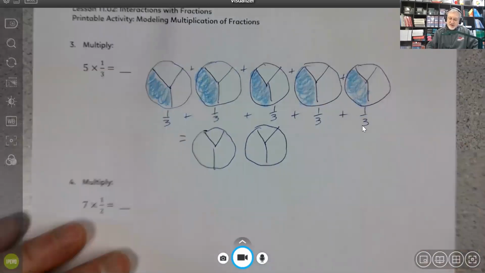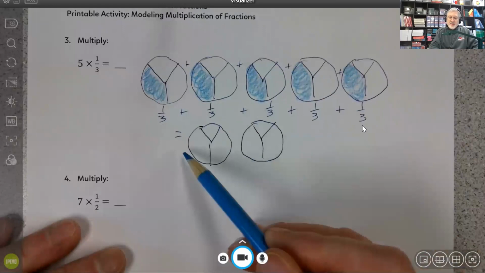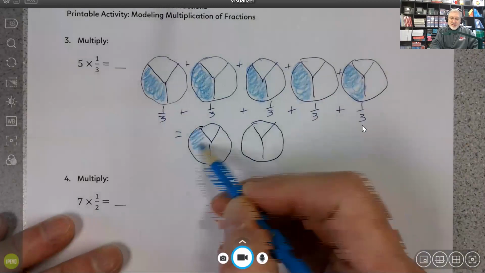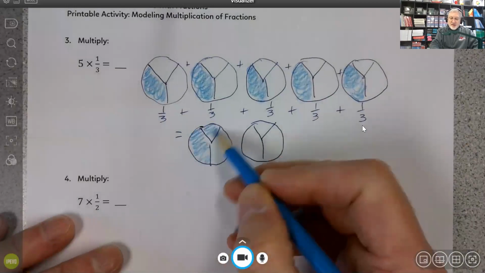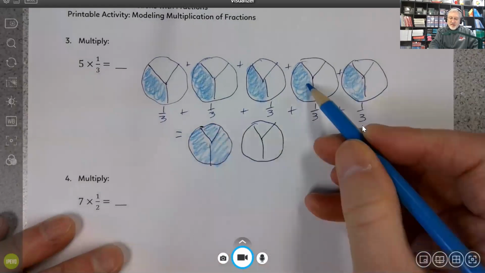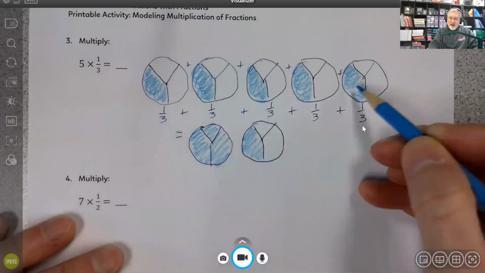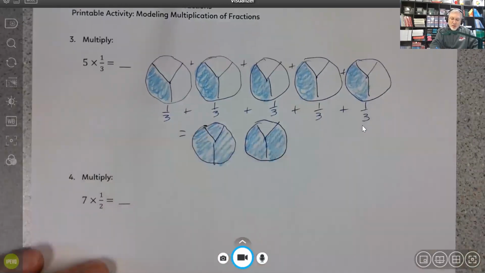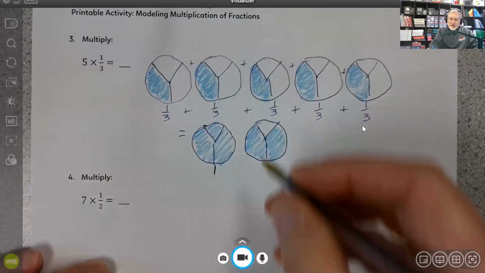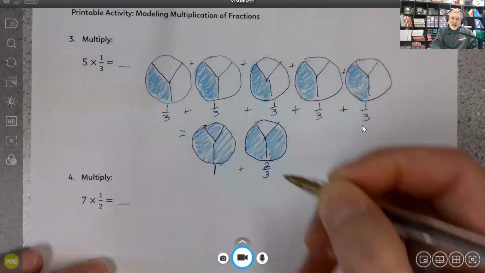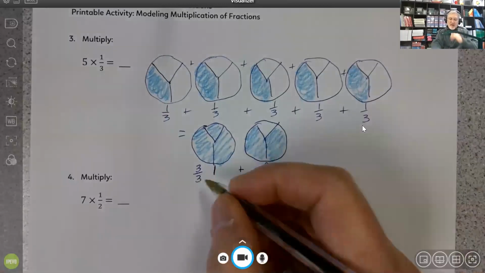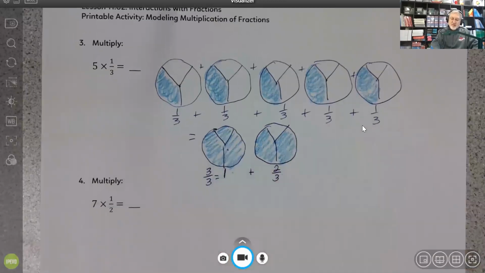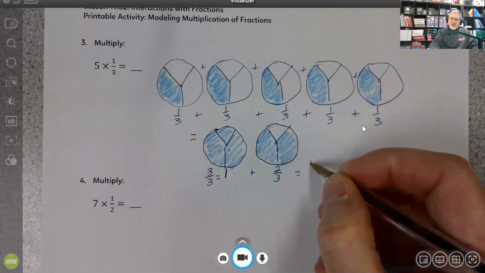So now I'm just going to shade in my final product, how many times I shaded in each one of my circles. So that was 1, that's 2, that's 3, that's 4, and that's 5. All right, so now I have 1 whole and I have 2/3. Okay, also that equals 3/3. Okay, this equals 3/3 or 1 whole plus 2/3. So if I just add my thirds together, it would equal 5/3.